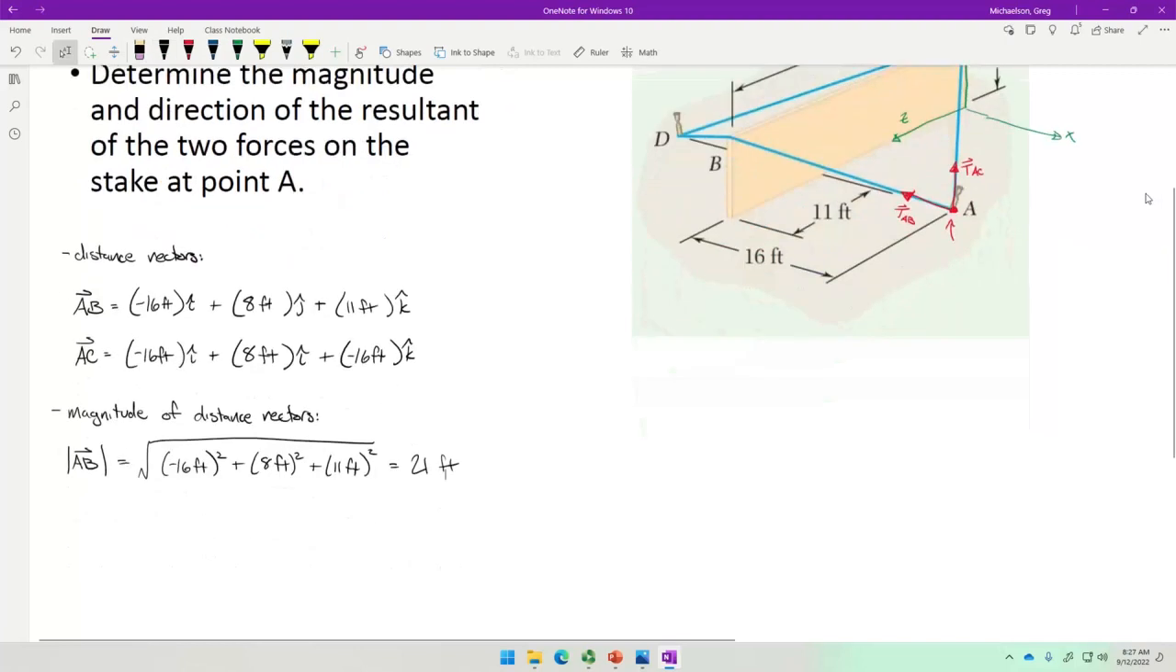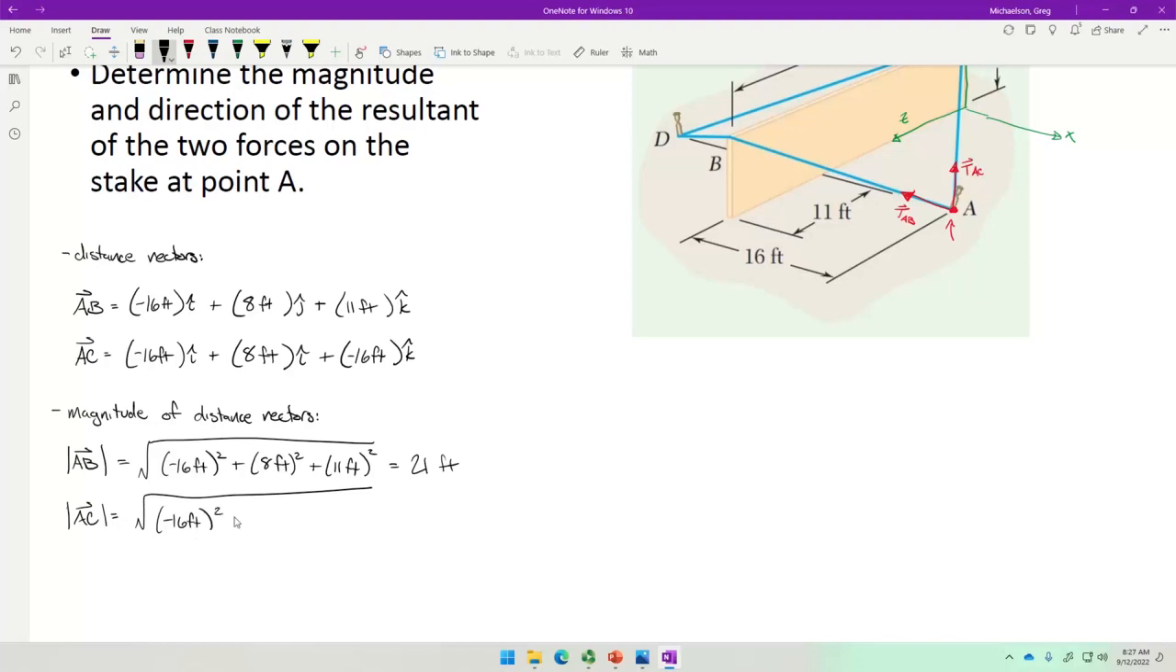Now let's do the next one. So it's all going to be the same, except for that z component. So what do we get for that? 24 feet. Do I have a second? Okay. Now, my reasoning for computing that is because now I want to get unit vectors. Okay? So let's get unit vectors now.